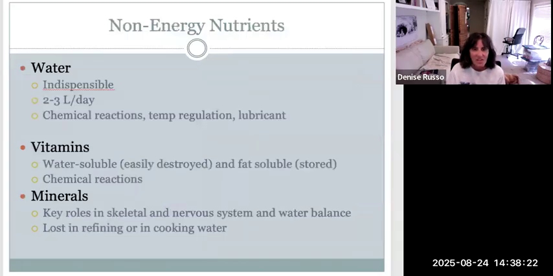And then just more slides on that. And then your non-energy nutrients are the remaining three: water, vitamins, and minerals. And again, we will study these a little bit more through the course, but just to give you some basic ideas about these particular nutrients, and that there's differences based on solubility or based on the quantity.